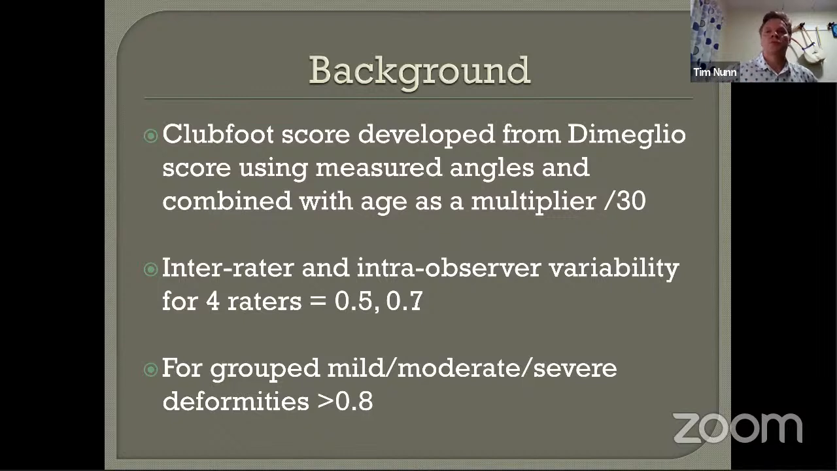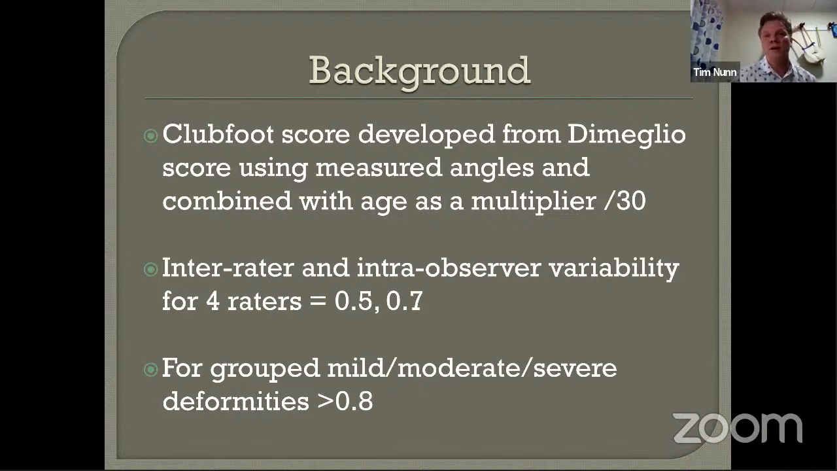So the Clubfoot score, the PAVA score, was developed from the Demeglio score and used those measured angles. And it was combined with age as a multiplier to give a maximum score of 30. It's not exactly the same as the Demeglio score. And what we've done in the scoring system is to define out the plantaris and the equinus. So they're two separate aspects of this score, which is combined as one in the Demeglio original.